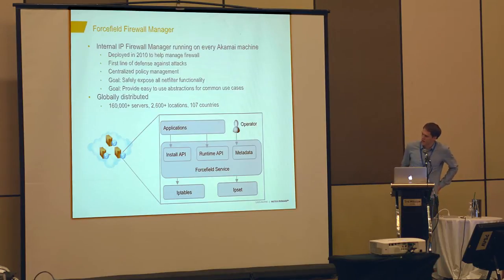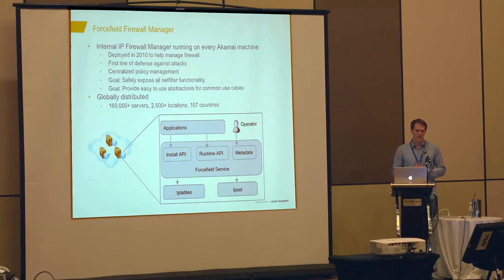This diagram at the bottom depicts our stack, or the model that we work with. Force Field exposes three APIs. We have an installation API. If you think of Chef or Puppet, this would be an API that we expose at that layer where people can register rules or open ports. We have a runtime API where people can add rules and modify things at runtime.